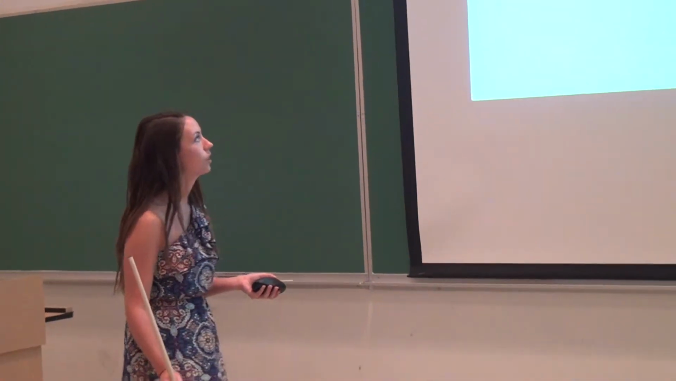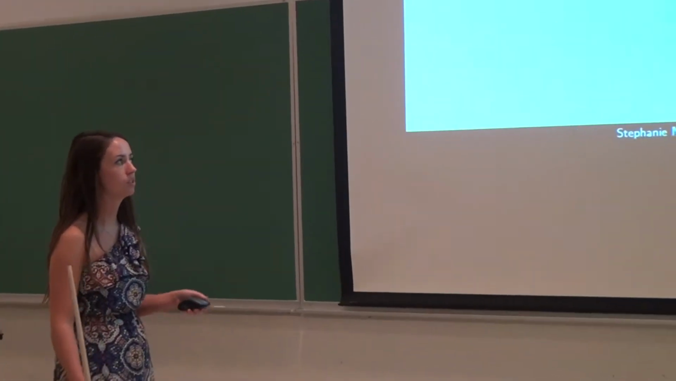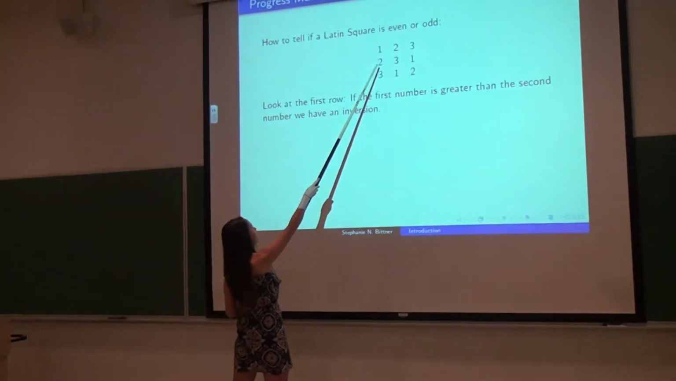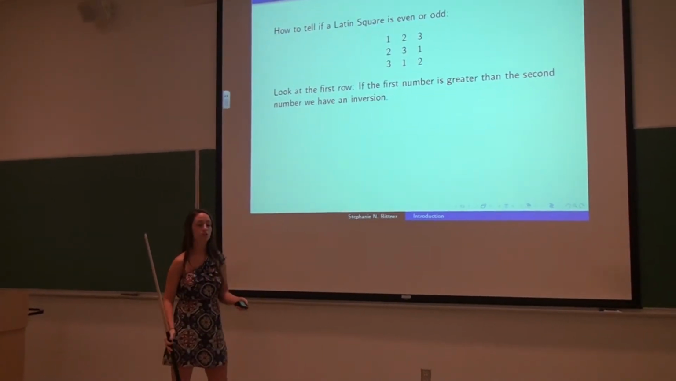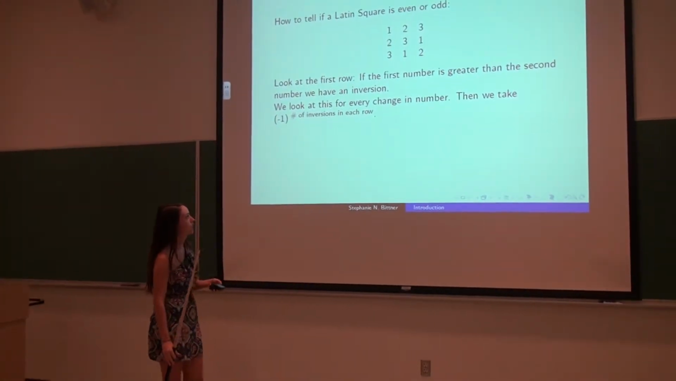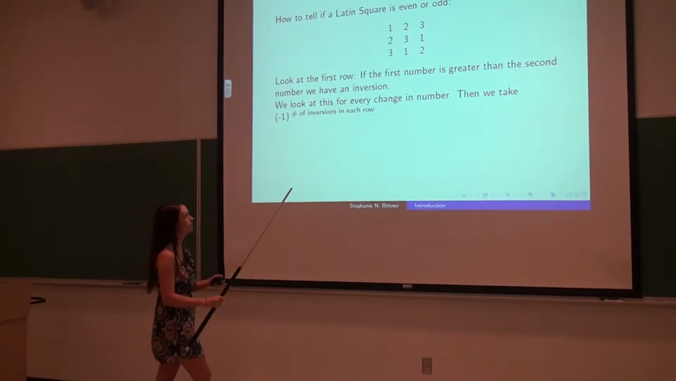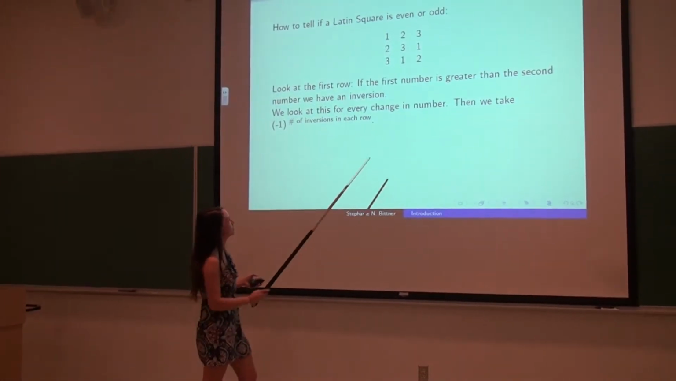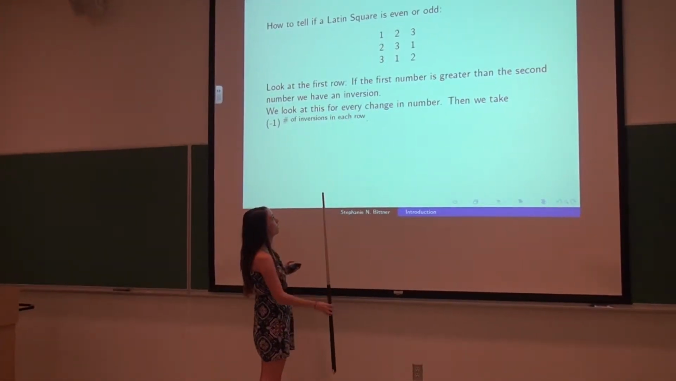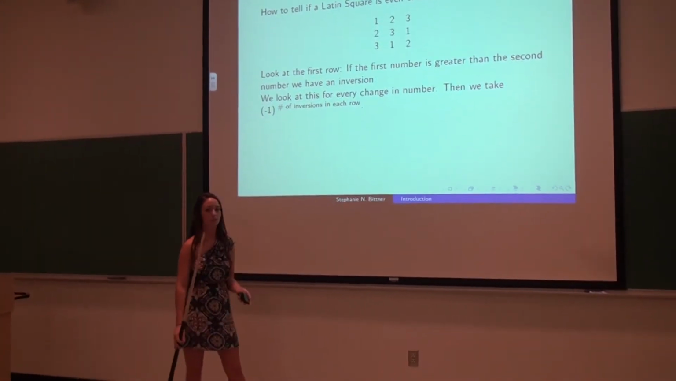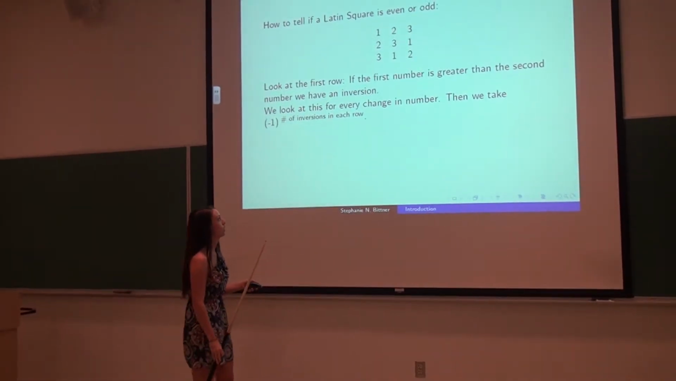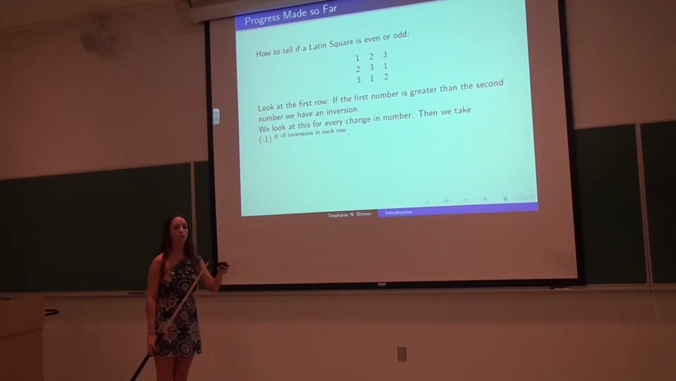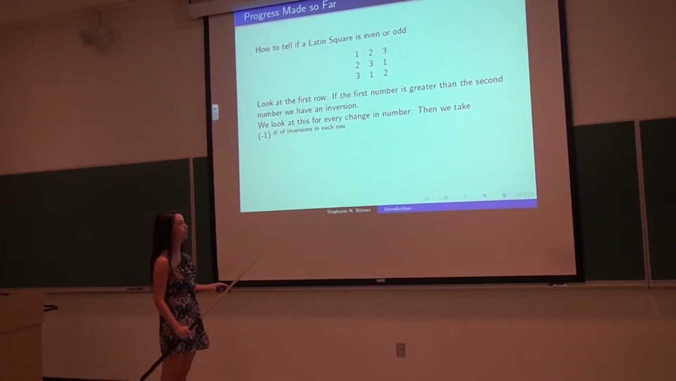So you start by looking at the first row. If the first number is greater than the second number, we have an inversion. So here, 1 is not greater than 2, so that's not an inversion. Then you look at this for every pair of numbers. So also in the first row, you can see that 2 is not greater than 3, so that's not an inversion, and 1 is not greater than 3, so that is not an inversion. So we have 0 inversions in this row. So you take negative 1 to the 0 and get a positive 1, which corresponds to the first row.